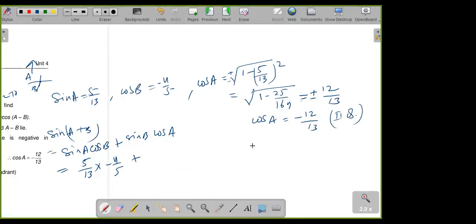Similarly, we can solve for sin B. Sin B is root over 1 minus minus 4 by 5 whole square, and then it will be plus minus 3 by 5.